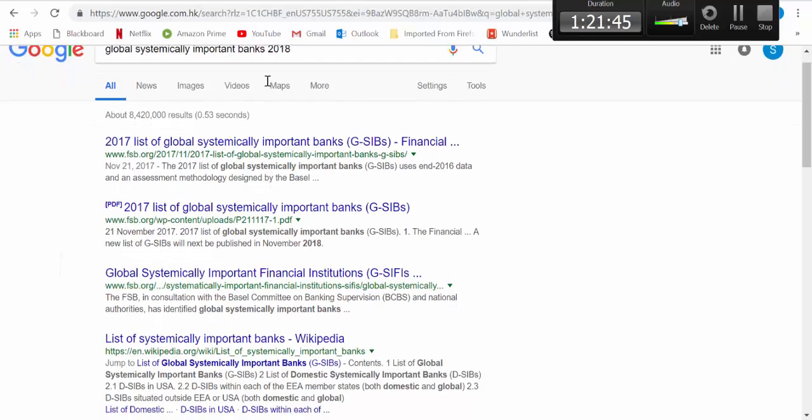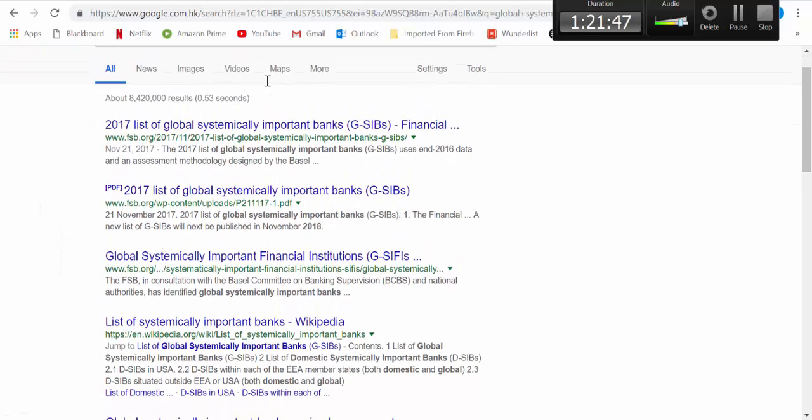Doesn't look like we have a list for 2018. I'll take 2017, okay? List of global systemically important banks. Who are these guys? So let's take a look.